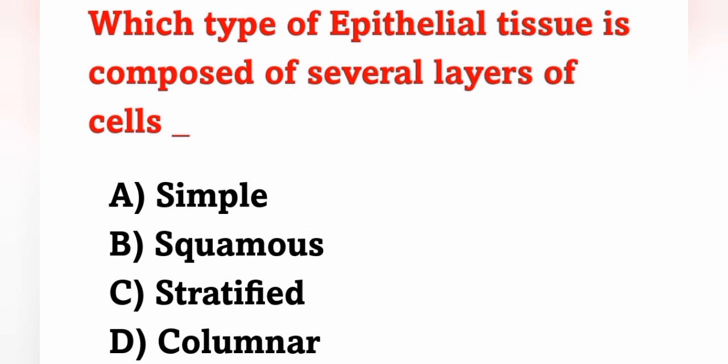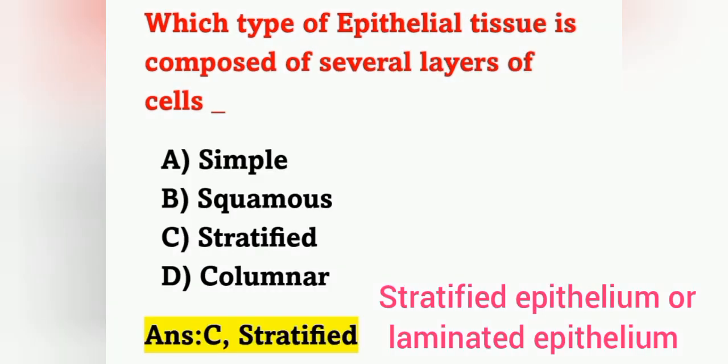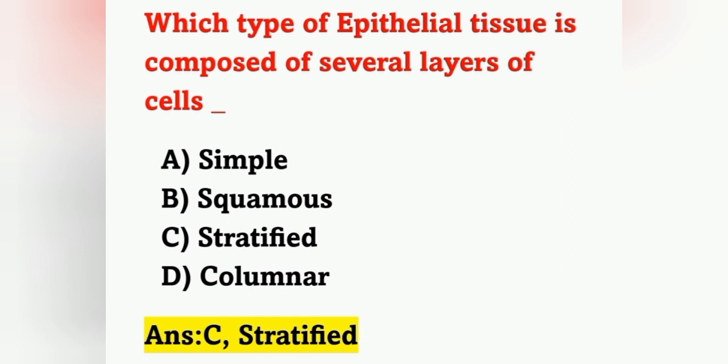The second question, which type of epithelial tissue is composed of several layers of cells? Option A simple epithelial cells, option B squamous epithelial cells, option C stratified epithelial cells and option D columnar epithelial cells. Correct answer is option C, stratified epithelium. The epithelial tissue composed of several or multiple layers is stratified epithelium. It is also known as laminated epithelium.